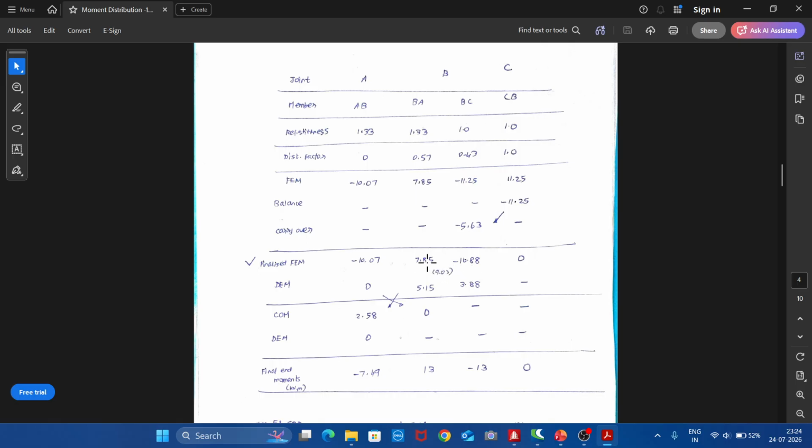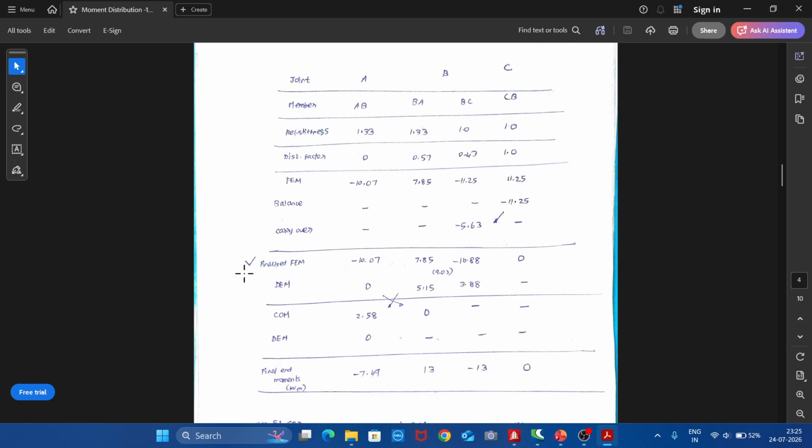Then here, 7.85 minus 16.88 will be minus 9.03. So to balance this, plus 9.03 needs to be applied. So you write this using pencil here. This 9.03 needs to be distributed to the ends BA and BC with regard to the distribution factor. So this 9.03 multiplied by 0.57 is 5.15. 9.03 multiplied by this factor 0.43 is this.